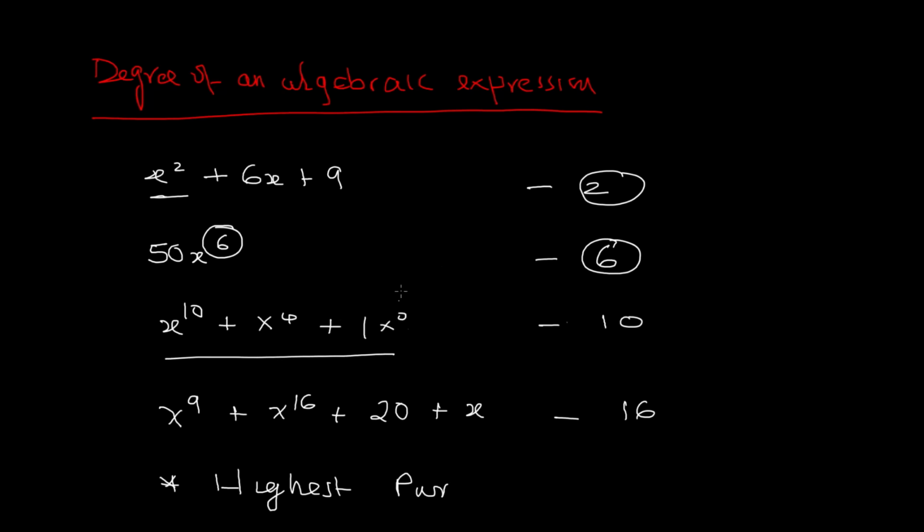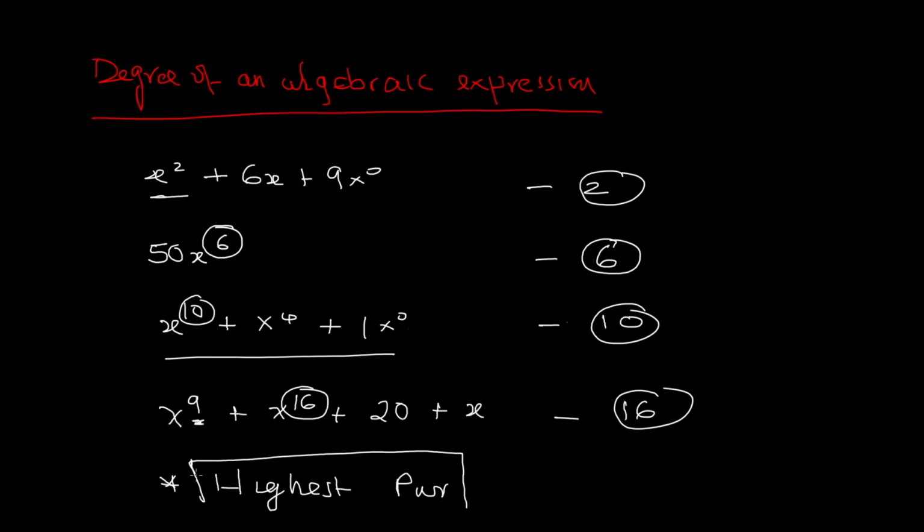What will be the degree here? Remember, this is the same as x^0. So what's the degree here? It's 6. What's the degree here? It's 10. What will be the degree of this expression here? You don't just look at the first one. You have to compare all of them. So this is the highest power. That's the degree. So whenever you have to look at an expression, it's very important to see the highest power, and then you understand how you will work with that expression from there.